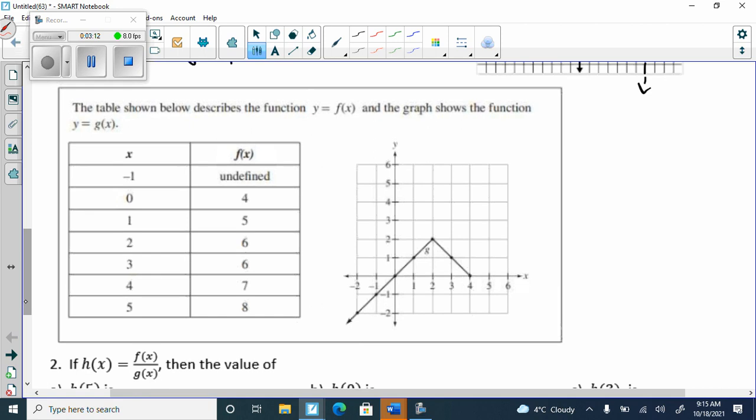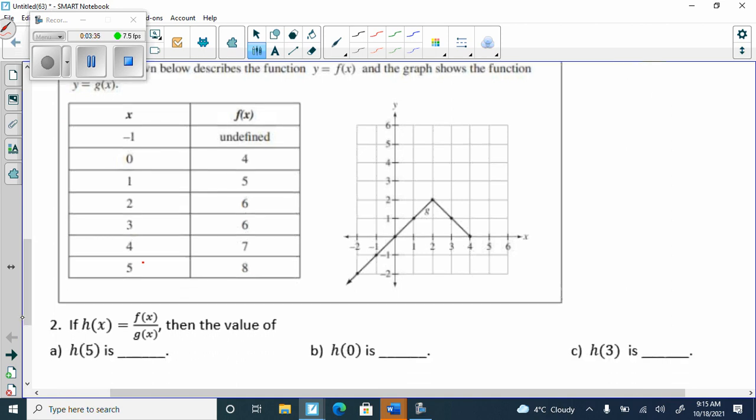This one, the table shows below the described. So I wanted to give you a table and a graph because sometimes you're given equations, right? And then you have to get the values off. Sometimes you're given a graph and you have to get the y values off. Sometimes you're given a table and you have to get the y values off. So I wanted to give you different examples of how you would do it because this is a unique situation. So here it says, if h of x is f of x divided by g of x, so it's this table divided by this graph, technically, right? Then the value of h of 5 is.